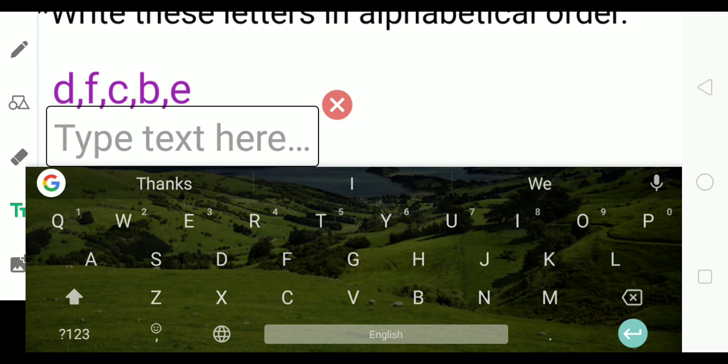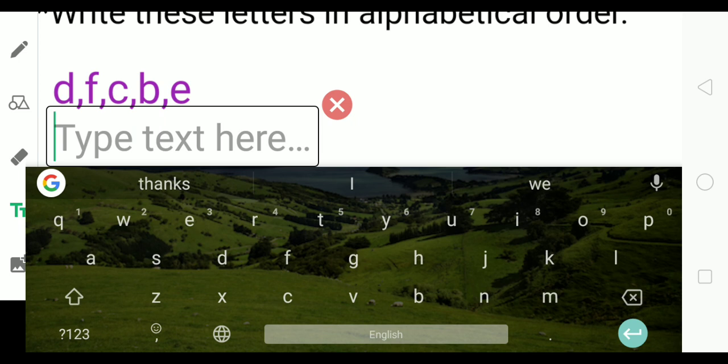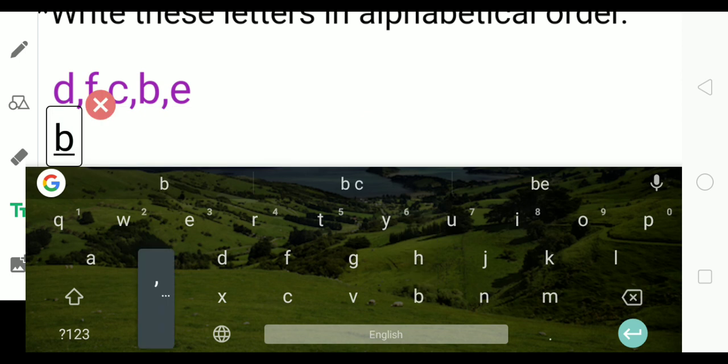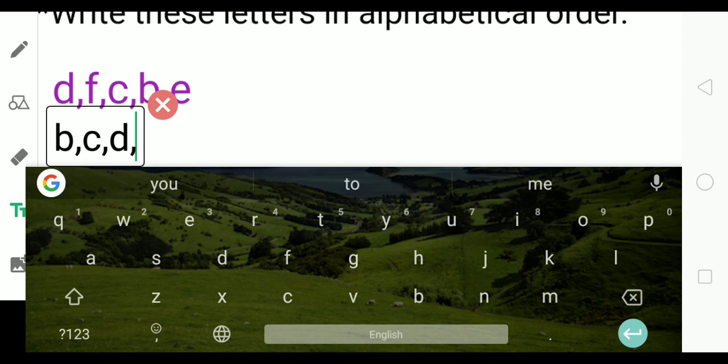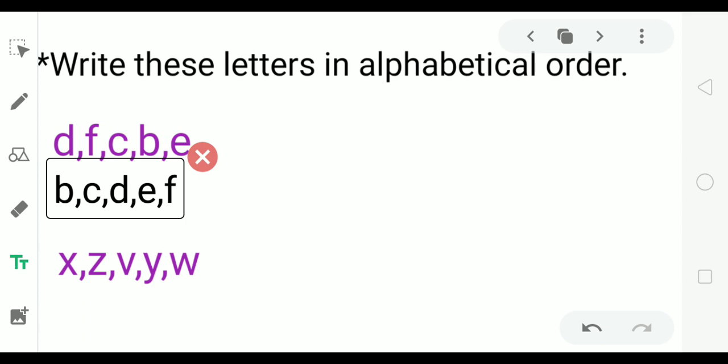F, B, C, D, E are not in alphabetical order. Then which letter will come first in alphabetical order? B. After this C, then D, then E, and in the last F will come. B, C, D, E, F means these letters are in alphabetical order.